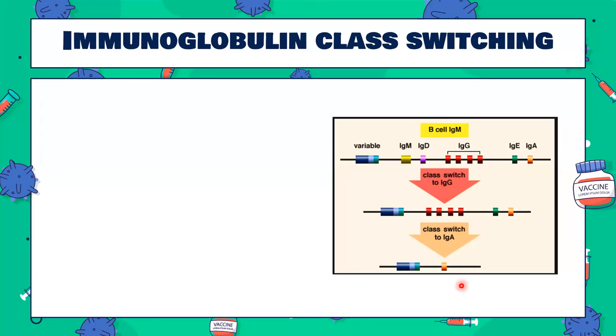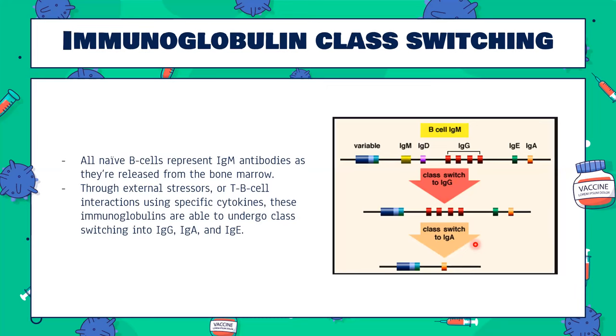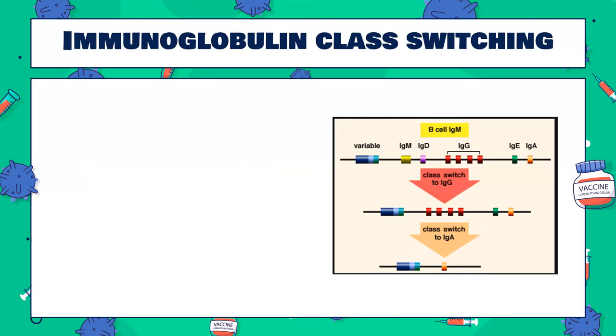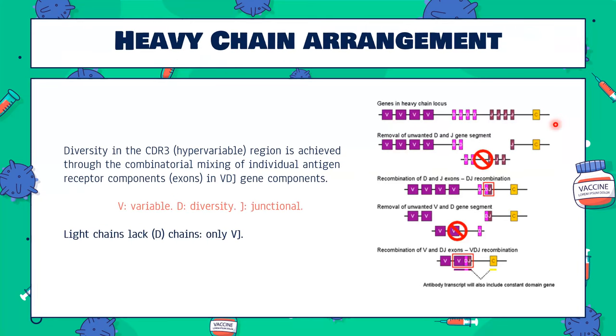I cut this off, it's going to switch to a different class. So as I shorten it, as I change its exon sequence, I can switch classes. How does this happen? This can happen by external stresses, or mainly and specifically by T and B cell interactions, which you guys will have an entire lecture about that's not included in the midterm. Okay? So going back here, that region that I just showed you guys for the IgM is our constant region.